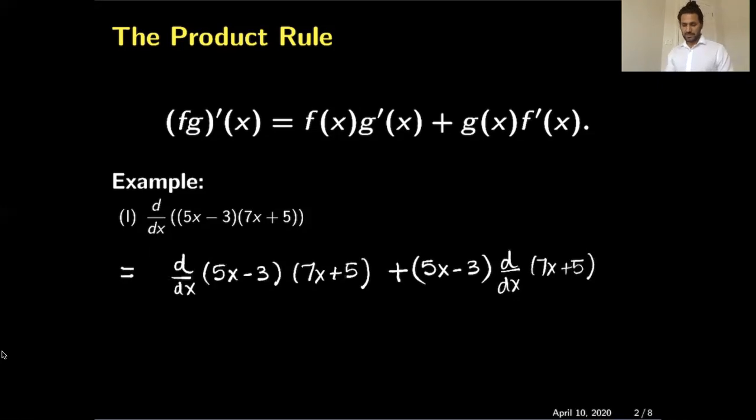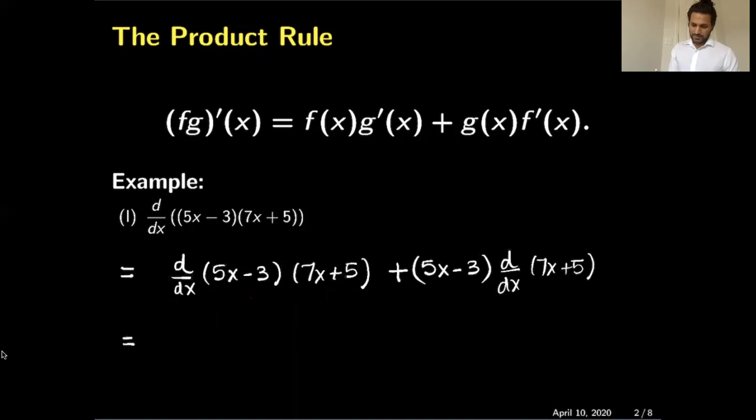As you can see, we take the derivative of one function at a time. We leave the second term as it is. We don't touch the second term. And then the first term is as it is, and we calculate the derivative of the second term. So this is the product rule.